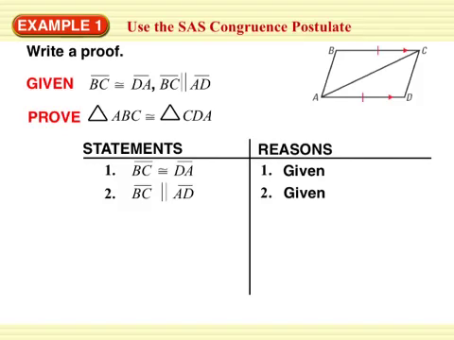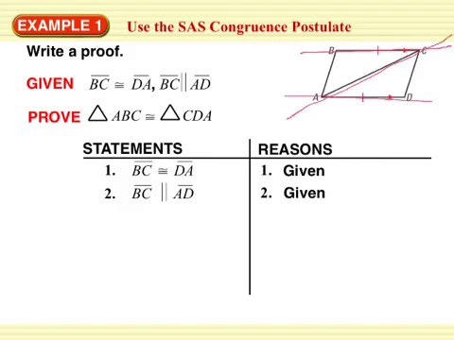Let's try a proof. So those are the two given things. We need to prove the triangles are congruent. And think about it. We're talking about side angle side right now, so let's find a side, an angle, and a side that will be congruent to each other. So here we have two parallel lines and a transversal.